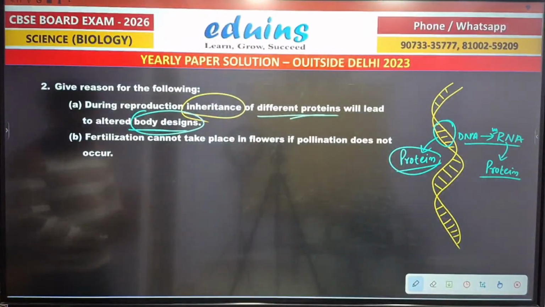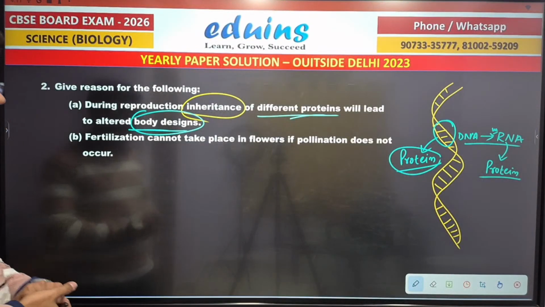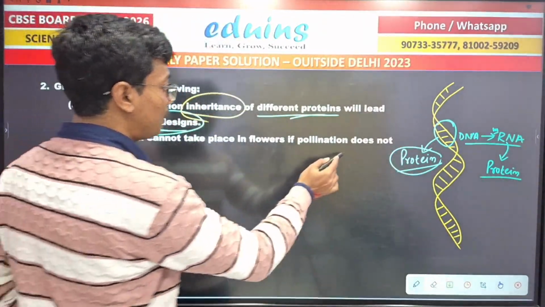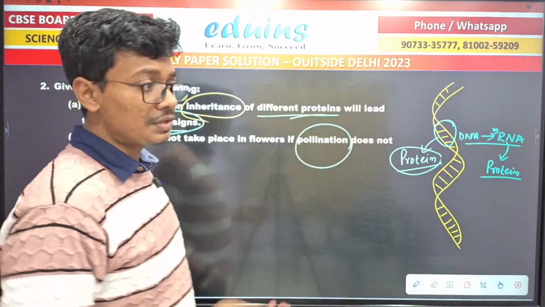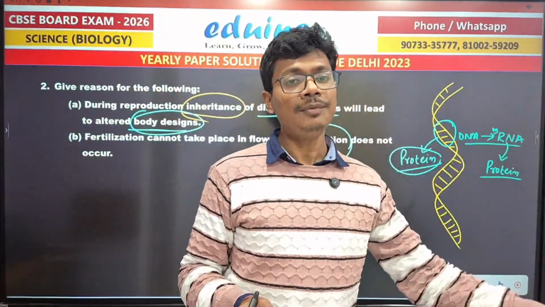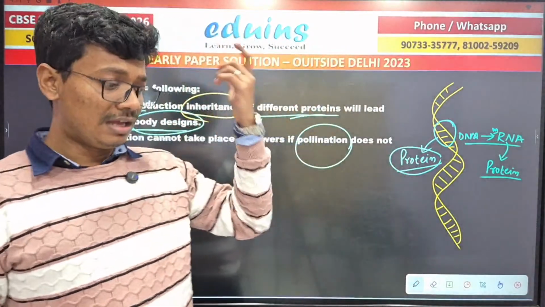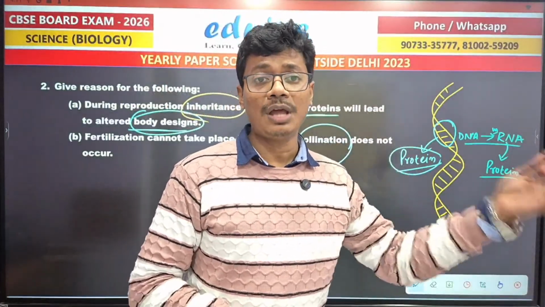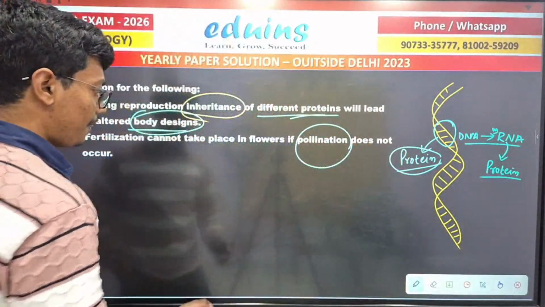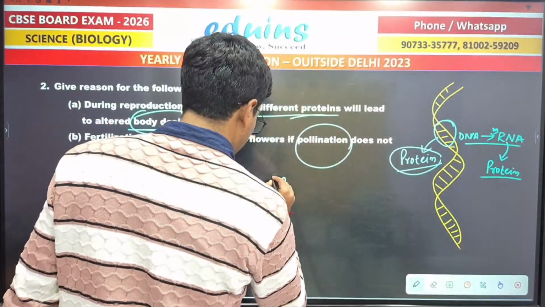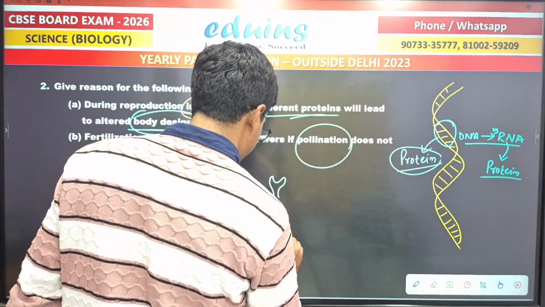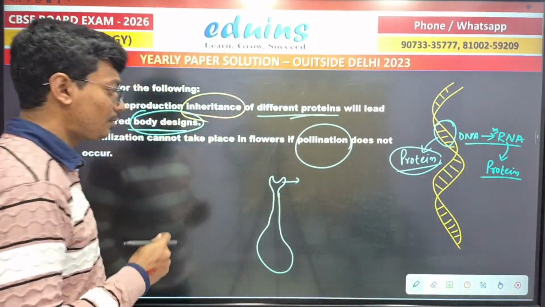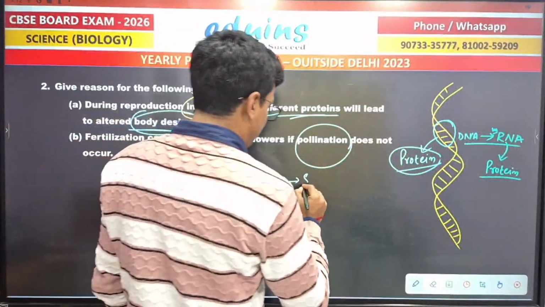Okay, and the next one: fertilization cannot take place in flowers if pollination does not occur. We know what pollination is. Pollination is the process where the male gamete is transferred to the female part. The pollen grains are transferred to the female reproductive system, that is the stigma. This is the female reproductive system, which is the stigma.